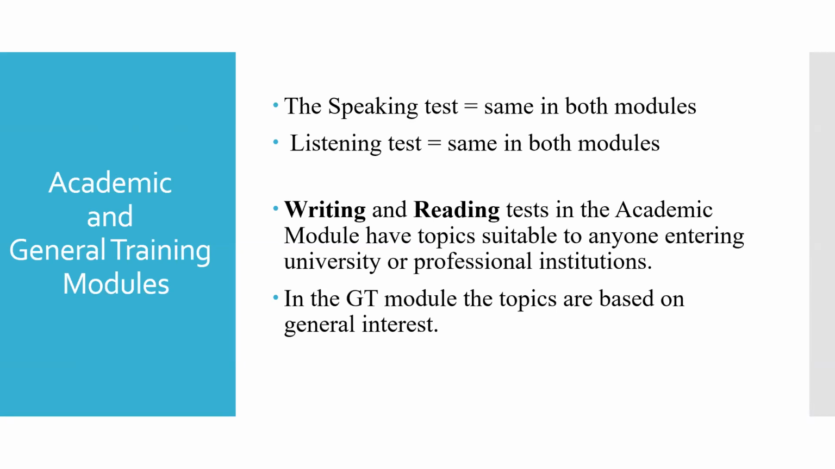So, differences between academic and general training modules, the differences and similarities. The speaking test and the listening test are the same for both modules, whereas the writing and the reading differ. In the academic, they have topics suitable to anyone entering university, and in the general module, the topics are based on general interest.